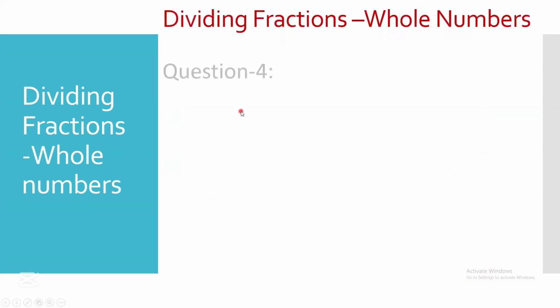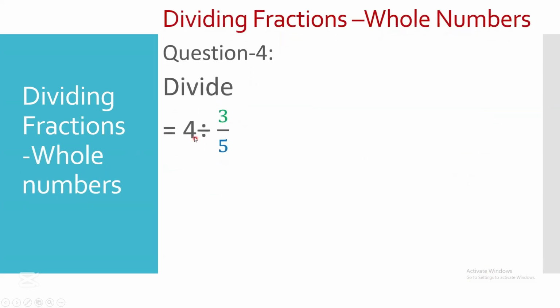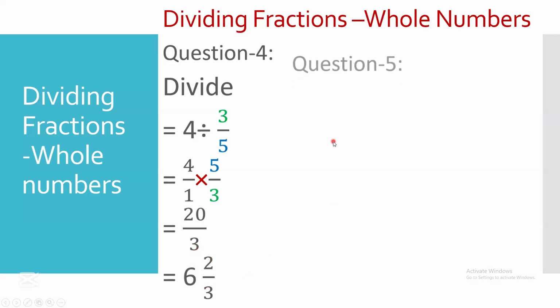Fractions and whole numbers. If you divide fractions with whole numbers, you see what to do. 4 divided by 3 by 5. Now 4 you should write like 4 by 1, the division sign you have to change into a multiplication sign. Then this fraction you make reciprocal. 3 by 5 will be 5 by 3. Now if possible you can cut, but here it's not possible. So multiply 4 with 5, 20. 3 ones are 3. Now this is an improper fraction, make it into a mixed fraction. So the answer is 6, remainder 2 by 3.